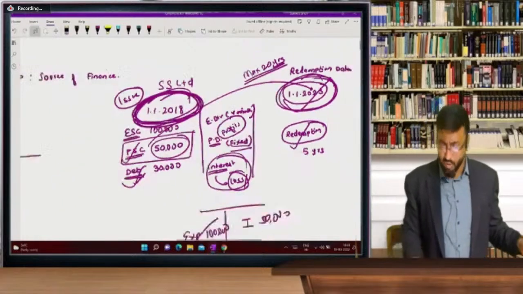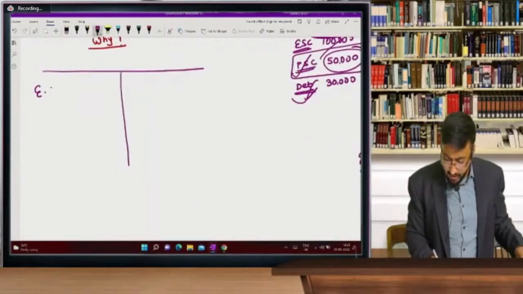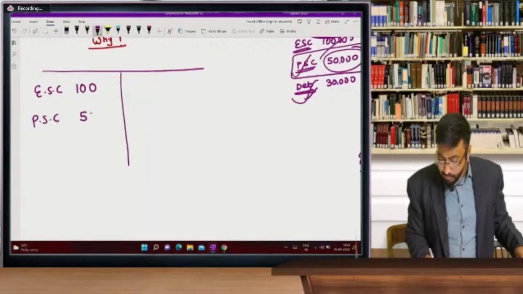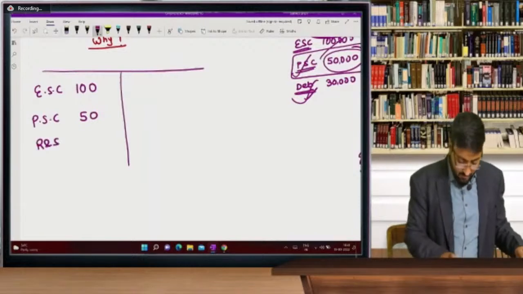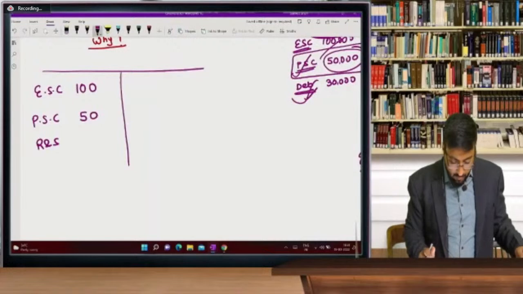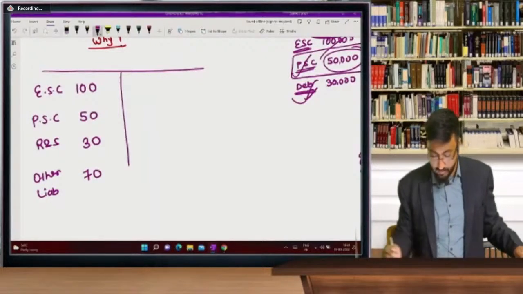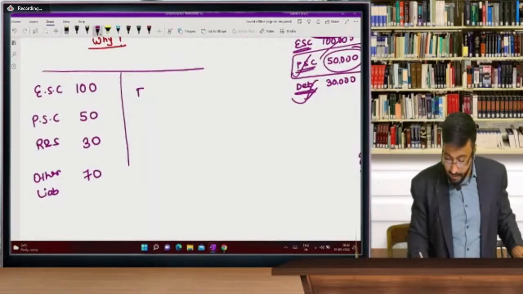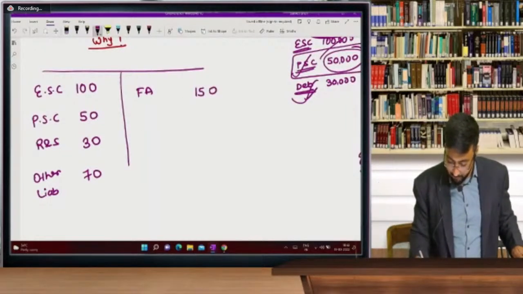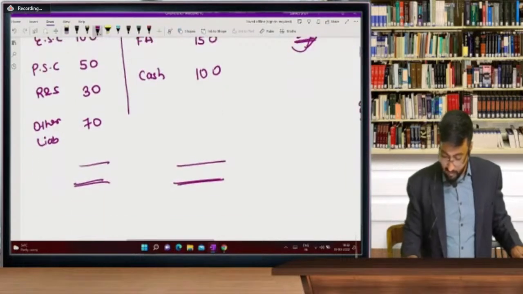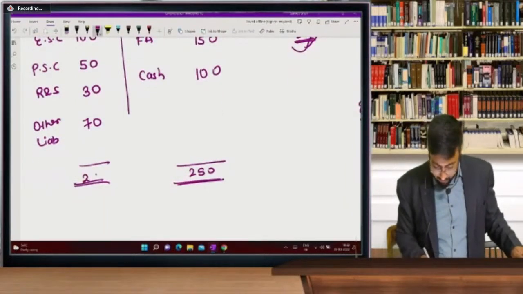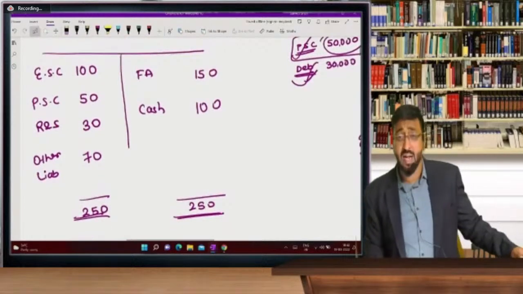It's very simple. Equity share capital, suppose it is 100 rupees. Preference share capital is 50 rupees. Reserves and surplus is 30 rupees. Other liabilities, assume 70 rupees. Fixed assets 150 and cash 100. So this is 250, and this is 250. My balance sheet is tallying.